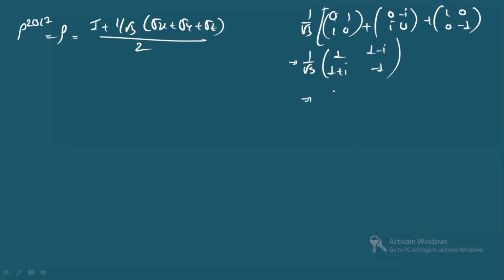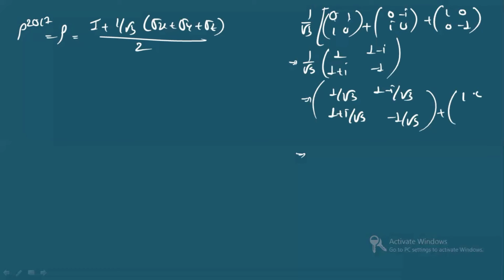So this can be written as 1 by root 3, 1 minus I by root 3, 1 plus I by root 3, minus 1 by root 3. All right, now you will just add the identity matrix 1 0 0 1 with this. When you do so, what you will get? This will give you 1 plus 1 by root 3, again 1 minus I by root 3, this will be 1 plus I by root 3, and this will be 1 minus 1 by root 3, right?